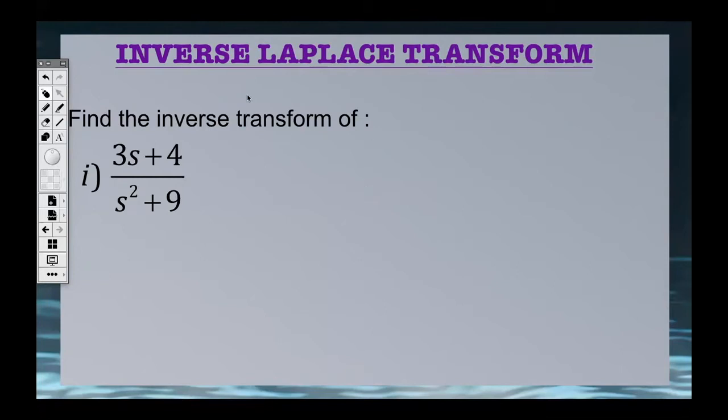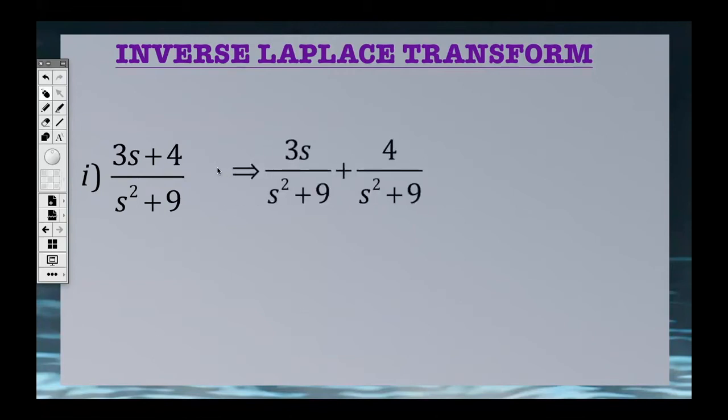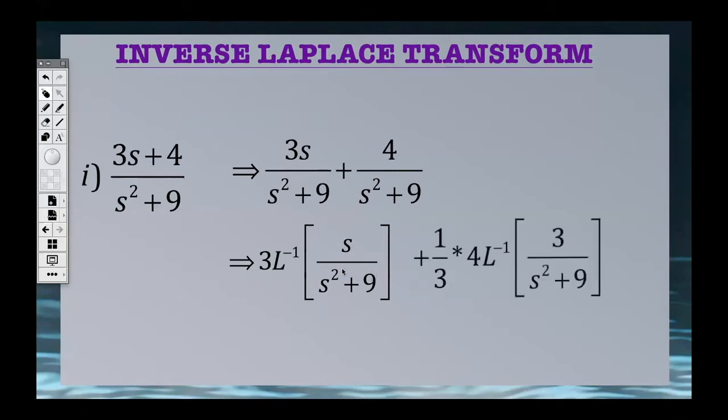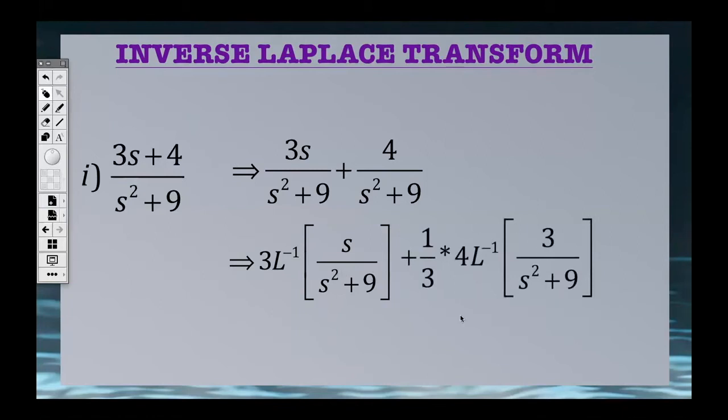Now, looking at this, we have a fraction form that we can split. If I forget about this 4, we'll have 3s over s squared plus 9. And if I forget about this 3s, then I'll have 4 over s squared plus 9. Now we're finding the inverse. So we look at the first fraction and factor out the 3. So we have s over s squared plus 9. And the next function, we have something that is happening.